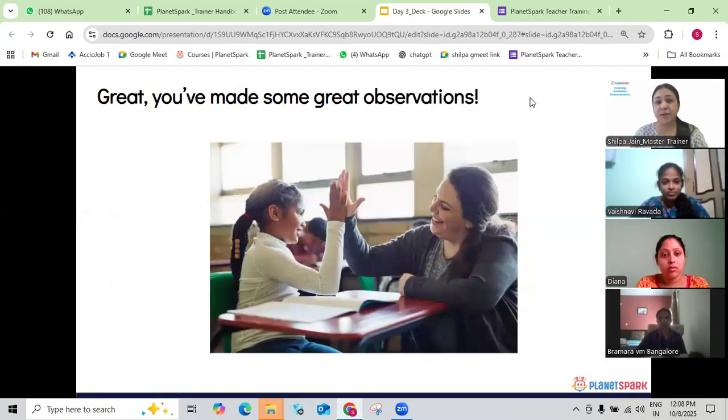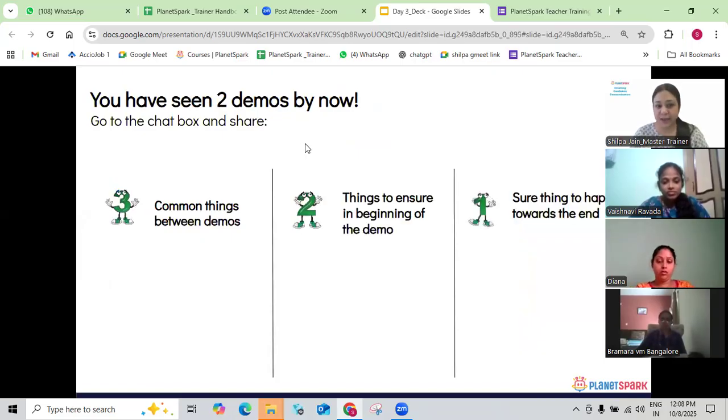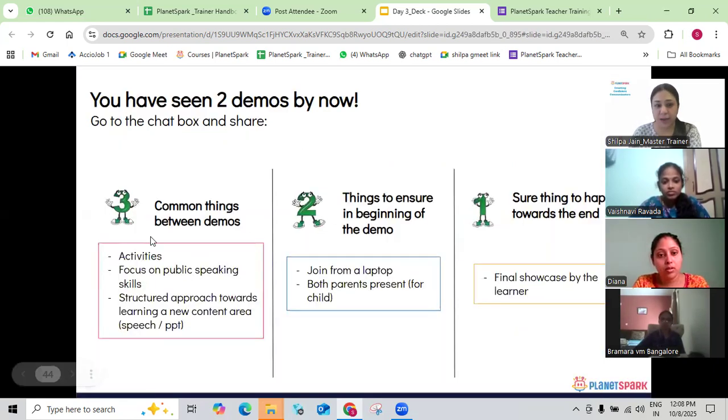Very important pointers. Now, we have observed 2 demos by now. Yesterday, we observed the senior demo PPT. Today, we observed the junior demo PPT. Sorry. There are some common things between both the demos. What are the common things? They both have a lot of activities in there. All the activities focus on public speaking skills, and it has a very structured approach. Things to ensure in the beginning of the demo, setting the expectations, that is both the parents and they should join with a laptop. Sure things to happen towards the end, that is the final showcase by the learner.